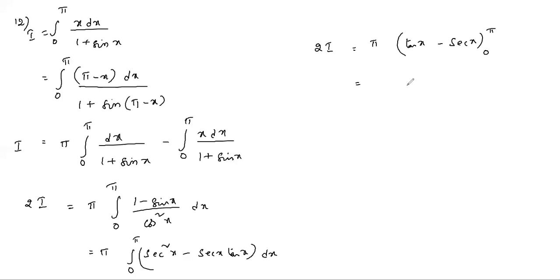So pi into tan pi is 0. Secant pi is minus 1, so minus minus plus 1. Tan 0 is 0. Secant 0 is 1, so plus 1. So this is 2 pi. 2I equals 2 pi, so I equals pi. So the answer is pi.